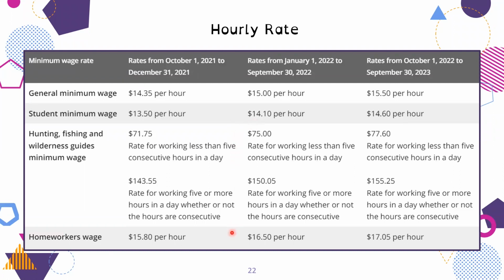Then there are other minimum wage rates. If you're a hunting, fishing, or wilderness guide, that's a little different because you get paid a day rate as opposed to an hourly rate. We're not going to use that really, but there's the information if you're curious. Also, home workers' wage is for someone who works at a home, like a nanny or a housekeeper, and lives in the home. Your wage is a little bit different. It's $16.50 per hour and will be going up to $17.05 per hour come October.